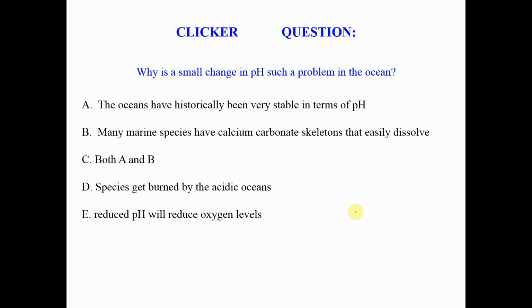So just to check up on the clinical question, just think this to yourself. Why is a small change in pH such a problem? A, the oceans have historically been very stable in terms of pH. B, many marine species have calcium carbonate skeletons that easily dissolve. C, both A and B. D, species get burned by the acidic oceans. E, reduced pH will reduce oxygen levels. I'll give you 10 seconds to think about that.